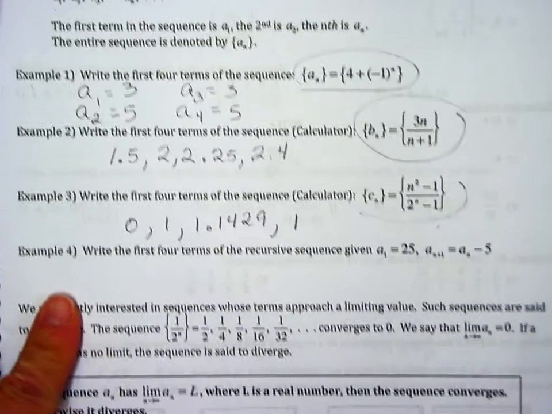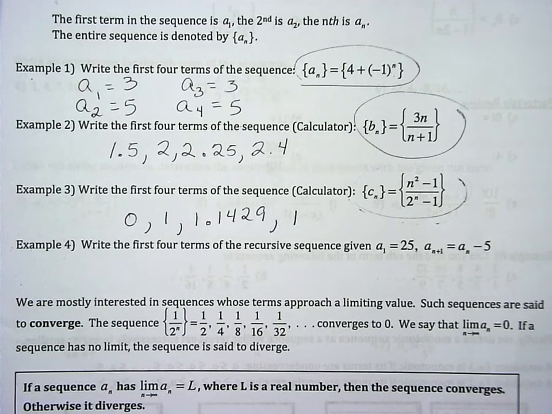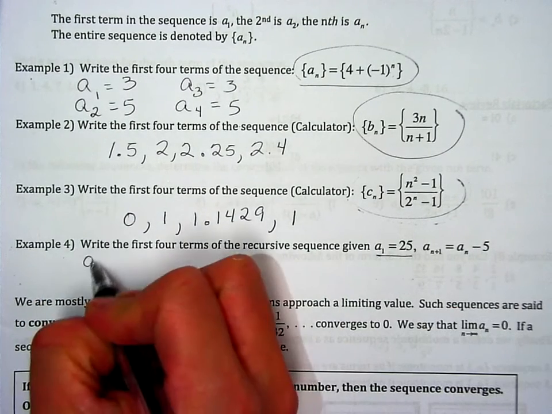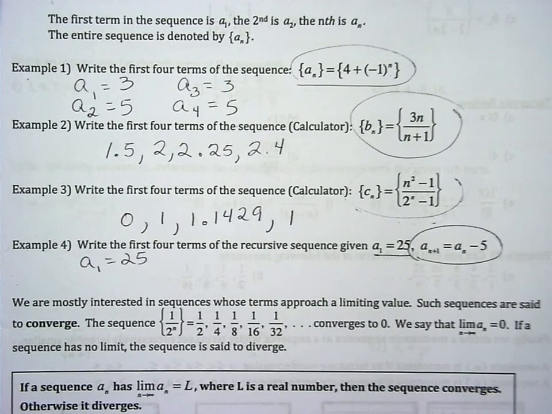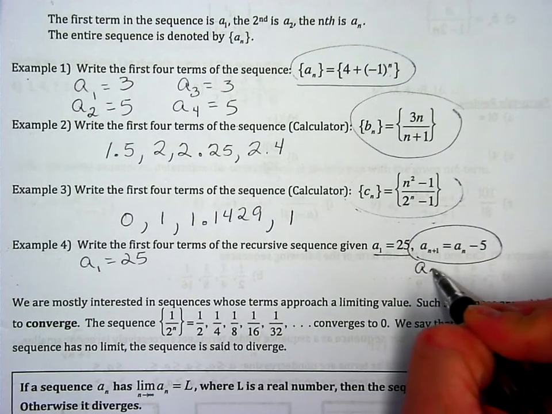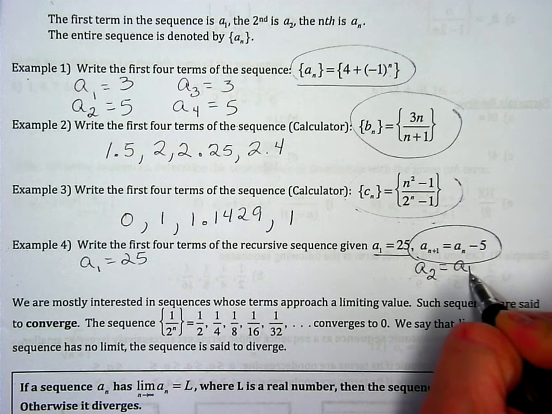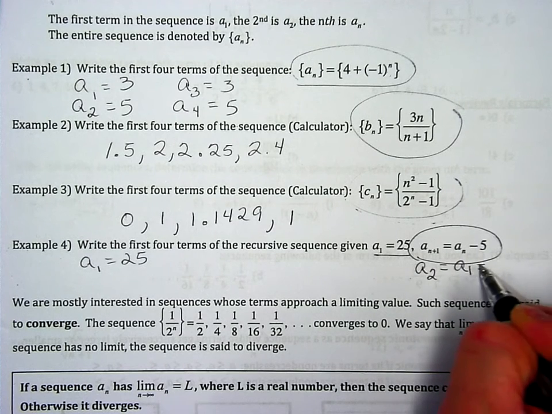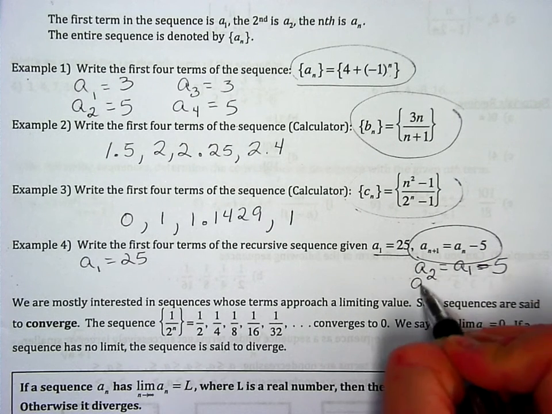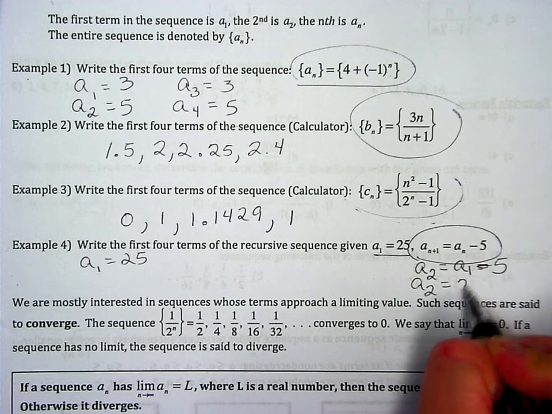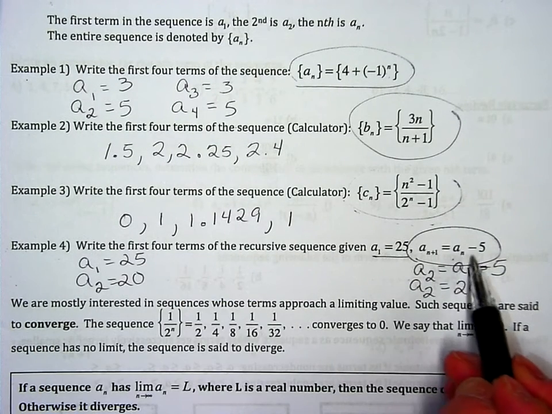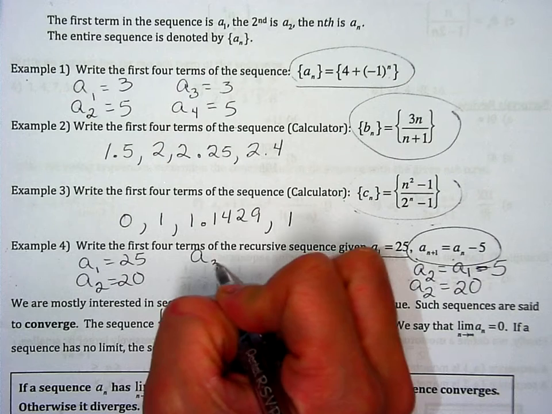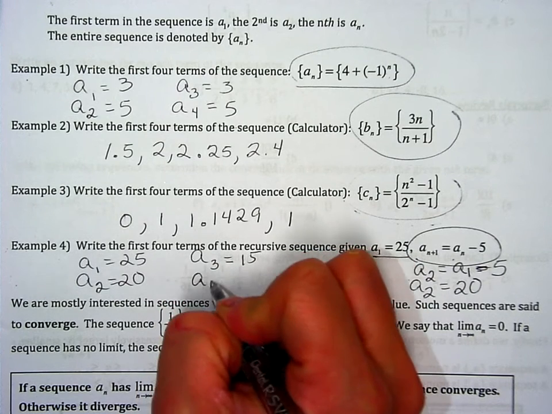There is something called a recursive sequence, and that is when your next term depends on the previous term. So notice here, I'm giving you the first term, which is 25. This is how you create the next term. So in order to get to a sub 2, I will take the first term, the previous term, a sub 1, and minus 5. So a sub 2 is going to be 25 minus 5, which is 20. So a sub 2 is 20, and then the pattern says take the previous term and always subtract 5. So a sub 3 is 15, and a sub 4 is 10.